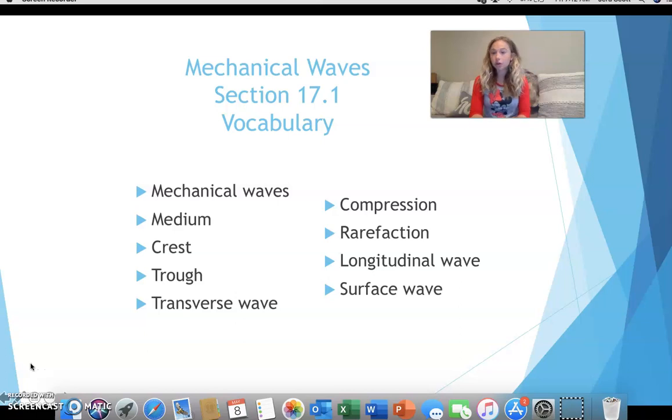So today we are going to start Chapter 17 and go over Section 17.1. Below are going to be your vocab words that I had you already put on note cards, and you should have sent those to me yesterday. If you did not send them to me yesterday, make sure that you send them today.